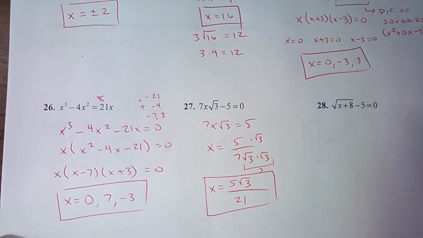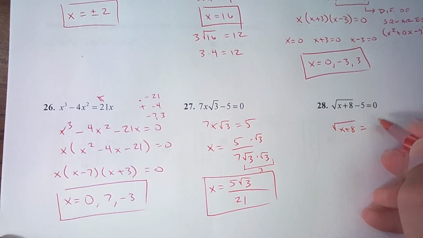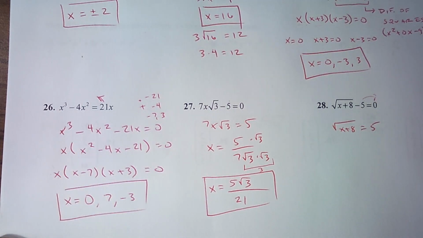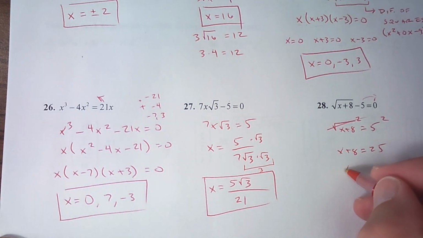And number 28, last one for this page, the square root of x plus 8 equals positive 5. So I just move that to the other side, change its sign. Now square both sides to make that square root disappear. x plus 8 equals 25. And subtract 8, x equals 17.